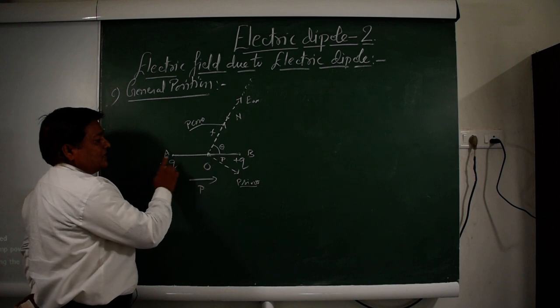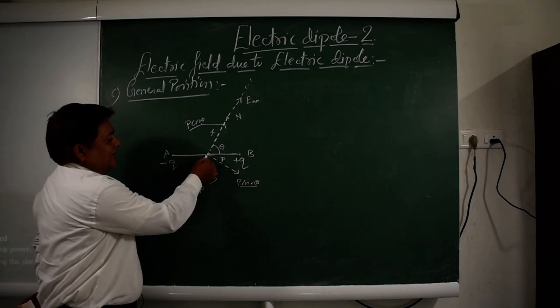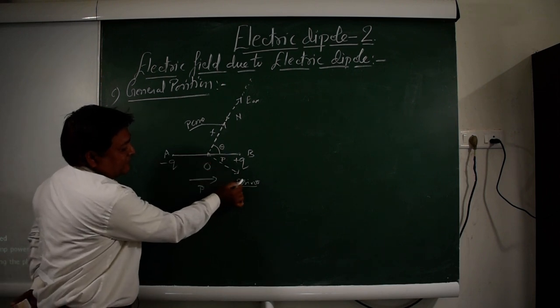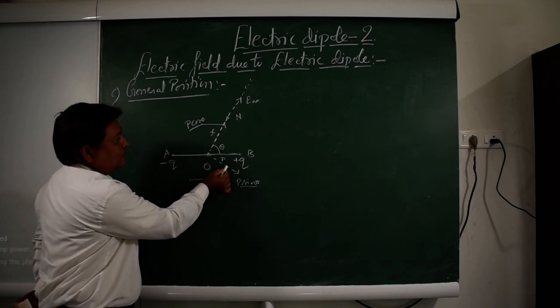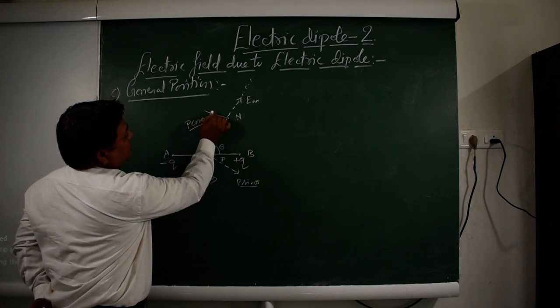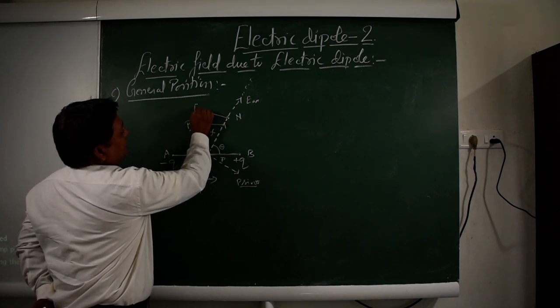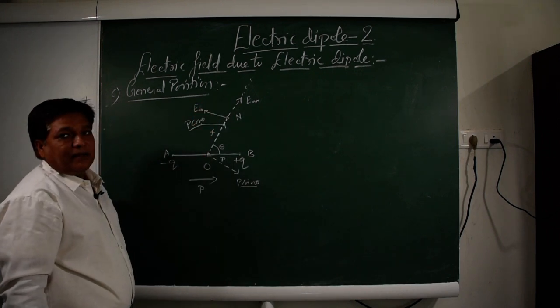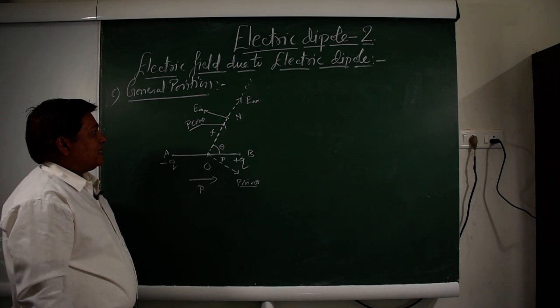What will be the direction of the electric field at N here due to the equatorial position? This is the equatorial position, so its direction will be opposite. So this will be the direction of the electric field due to the equatorial position. What will be the net electric field?